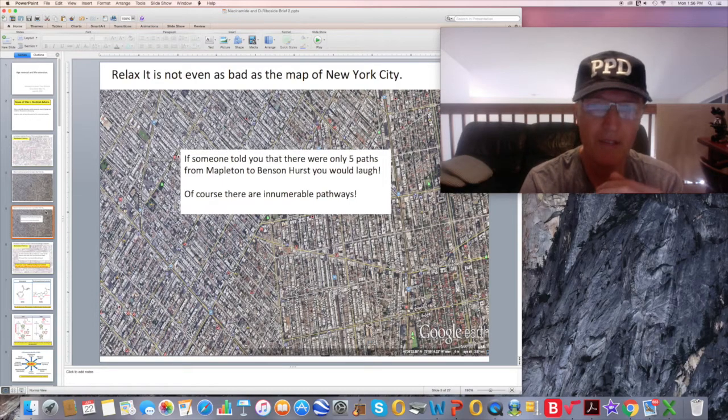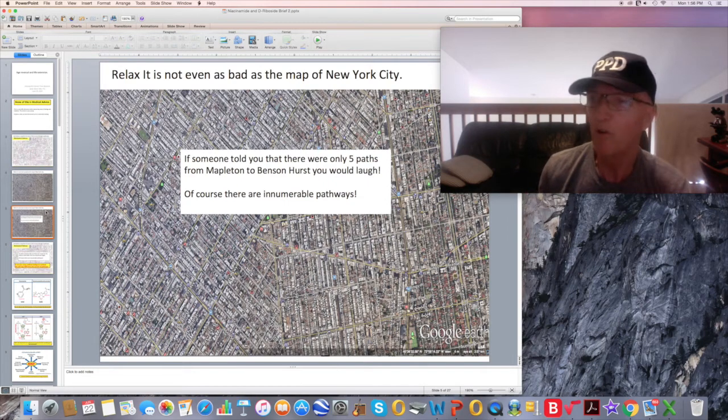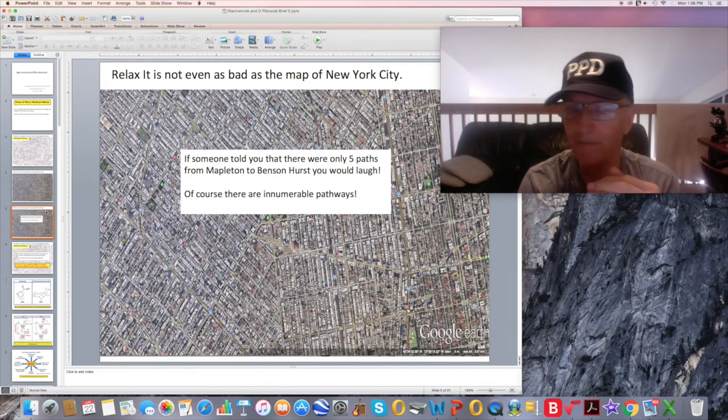So just to give you an example, if you were to get in a cabbie or an Uber and tell them that there's only 5 ways to get from Mapleton to Bensonhurst, they'd probably laugh you out of the car, because everyone knows in New York City with all the traffic jams and road work and everything, there's almost always many innumerable ways to get from one location to another location. And I believe it's very similar in the biological pathway space. And there's more there than we have even discovered.